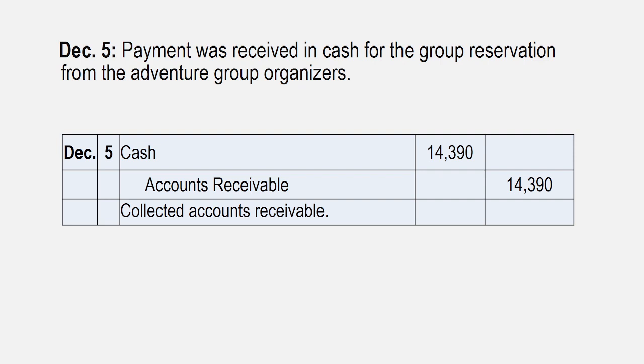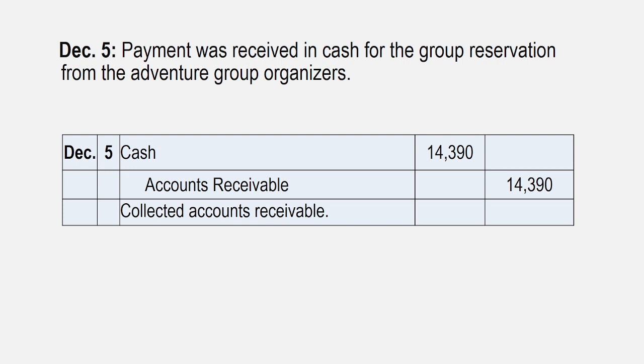Okay, for the economic scenario on December 5, Alpine Adventure Lodge received a payment in cash for the group reservation from the Adventure Group organizers. The amount received was $14,390, and this payment settled the amount that was previously invoiced on November 5. To reflect this transaction in the financial records, we need to make the journal entry that increases the cash balance and decreases the accounts receivable balance as well.